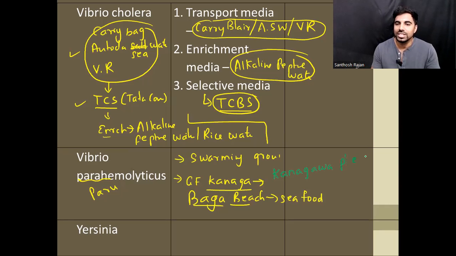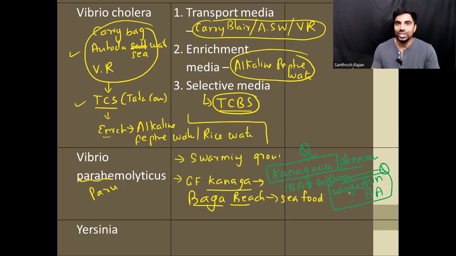The Kanagawa phenomenon is basically, in the blood agar, what happened? In blood agar, you will increase the salt concentration. What is the name of that blood agar? Baga means Wagatsuma. Wagatsuma blood agar. That's what I told. They go to where? They go to Baga Beach. Wagatsuma blood agar. Kanagawa phenomenon. That's it. This is the question.